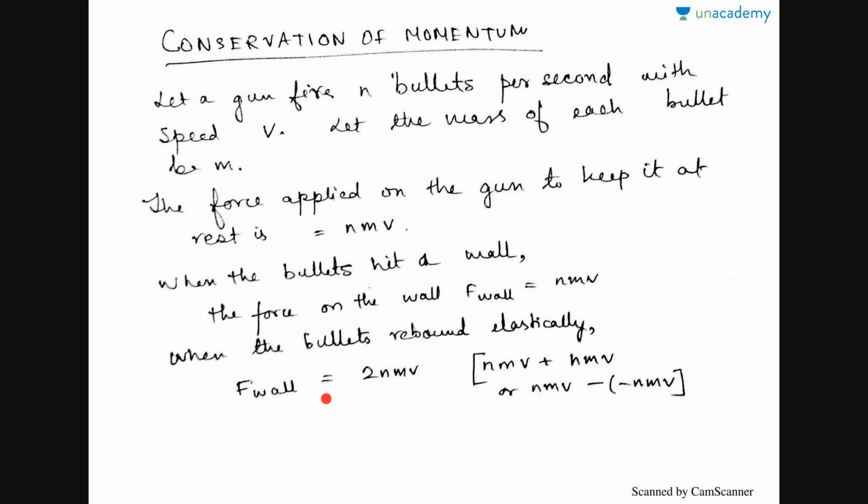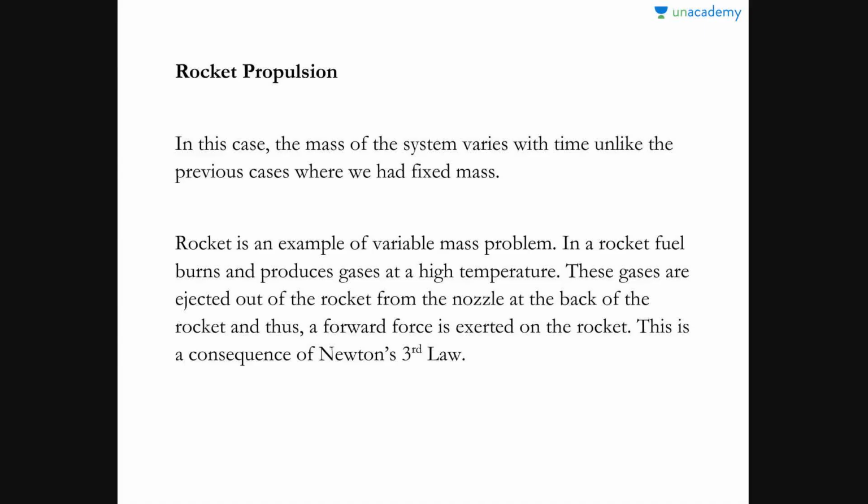Another important consequence of the second law of motion is rocket propulsion, or collision forces, or ejection of gases. Now, as we have seen in the previous videos and this video, in all these cases we have considered the mass to be fixed. But in rocket propulsion, the mass is variable. It changes with time. Rocket is an example of the variable mass problem.